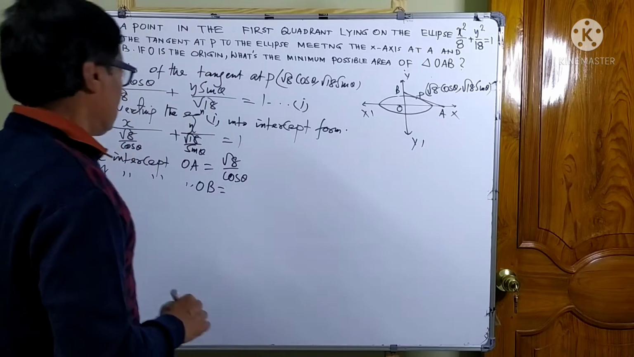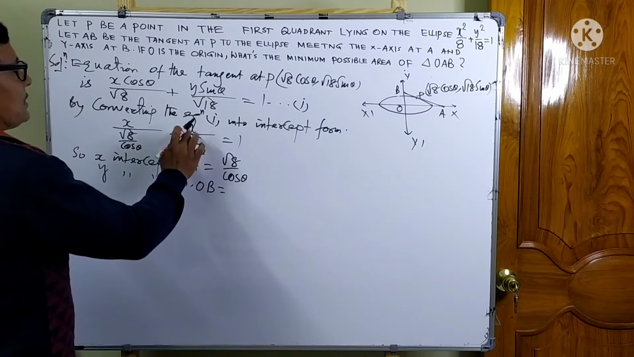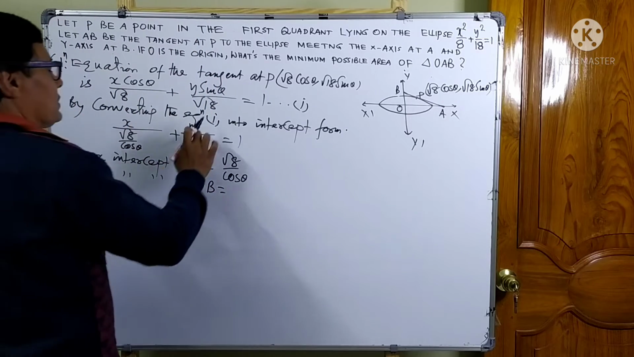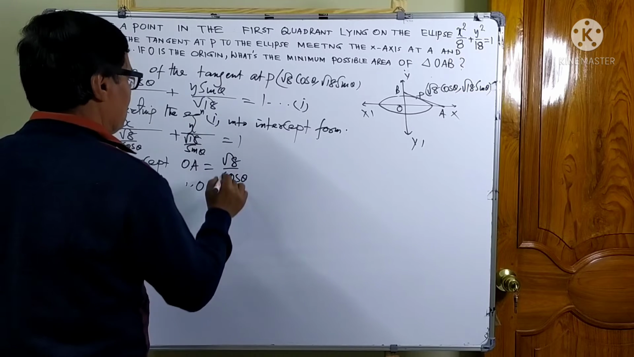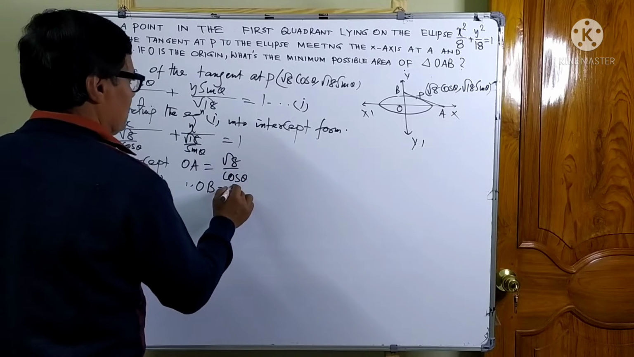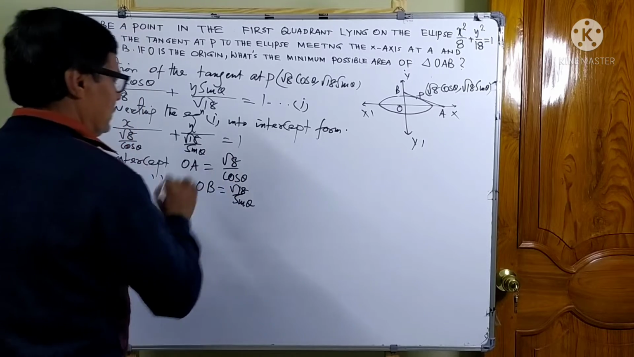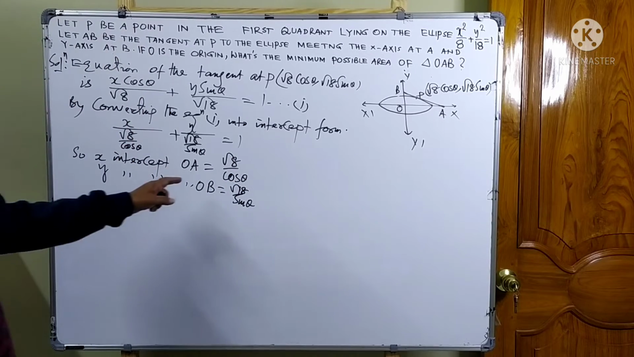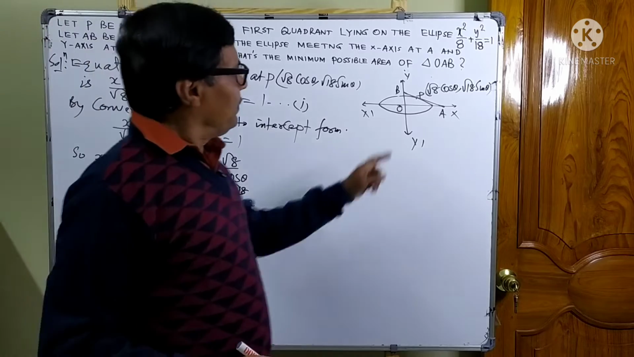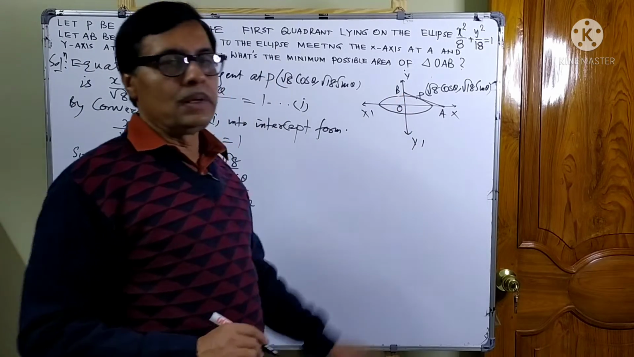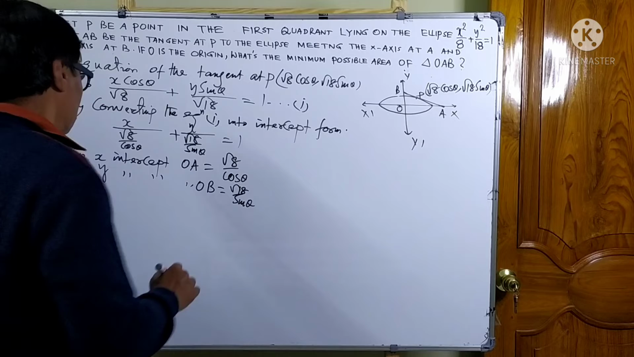So OB is the y intercept, and also y intercept is this. This is the intercept form of this straight line. So OB is root 18 over sin theta. This is the y intercept. Now we can easily calculate the area of this triangle OAB.